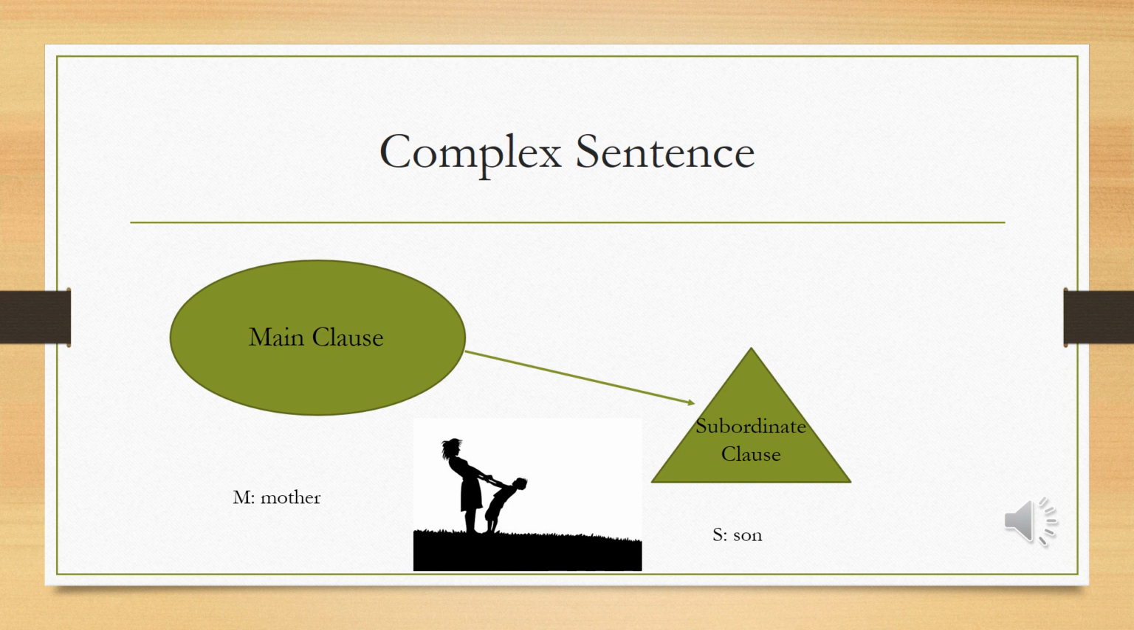Later in the videos on how to edit your writing, you will see how many times a student might write your main idea into a subordinate clause when it should be in the main clause. So the main clause is the mother. So the important person here is the mother. She holds by the hand a son. So the son is less important and would not exist if not for the mother. All right?